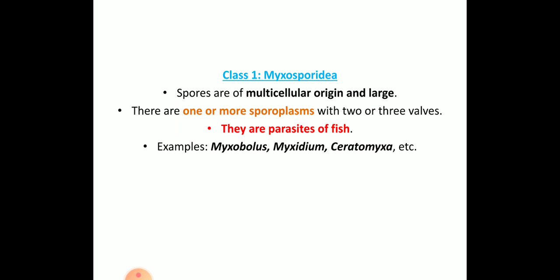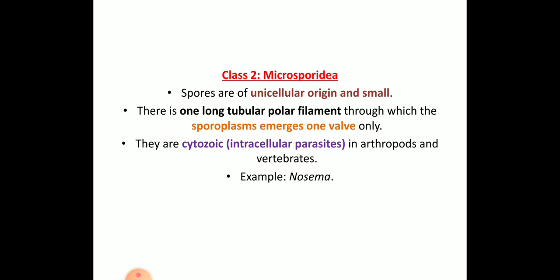Under that, class Myxosporidae. In the name itself, myxo means more than one type of spores, and these are parasites seen in fishes. They are multicellular in origin and much larger. Examples are Myxobolus and Ceratomyxa. So these are the examples.